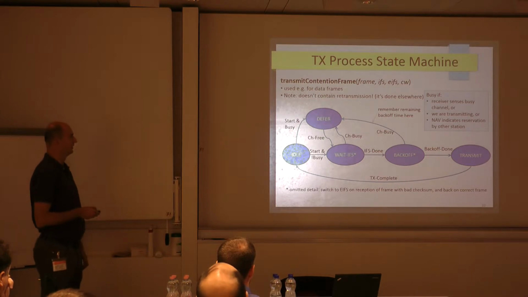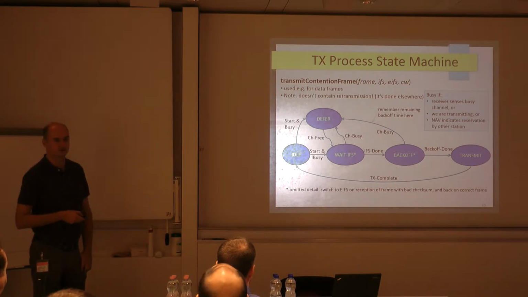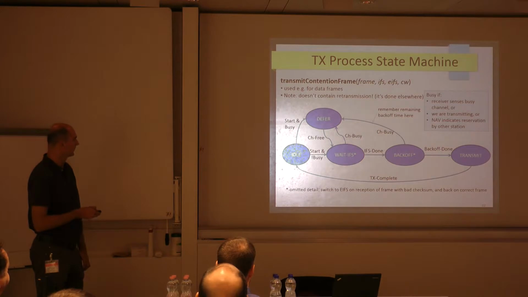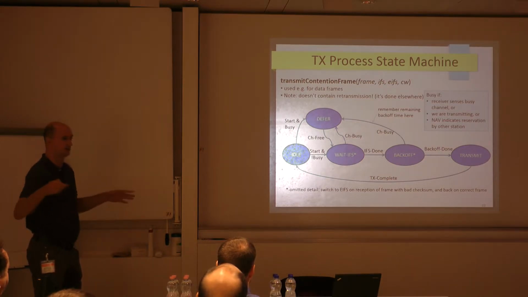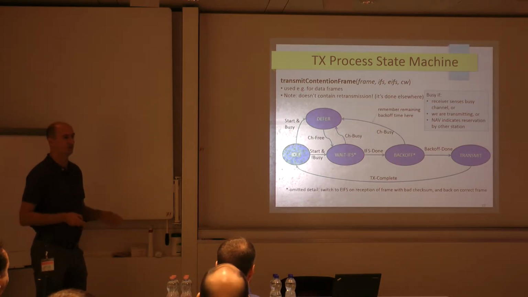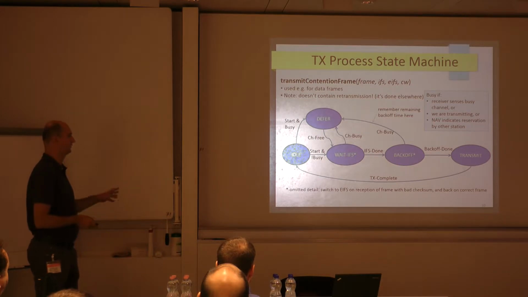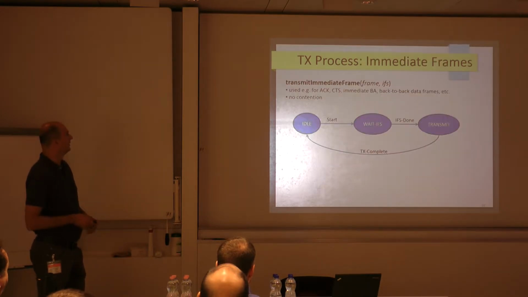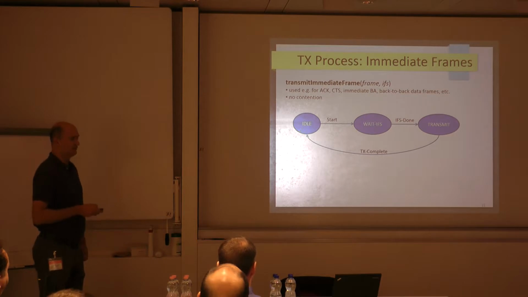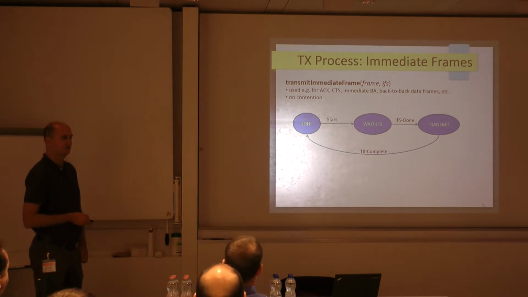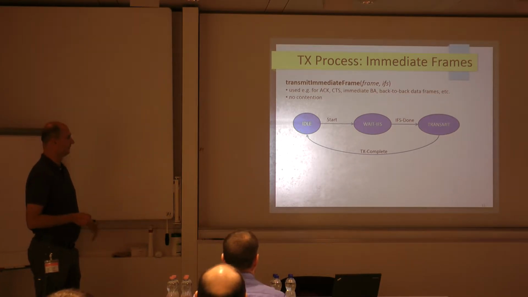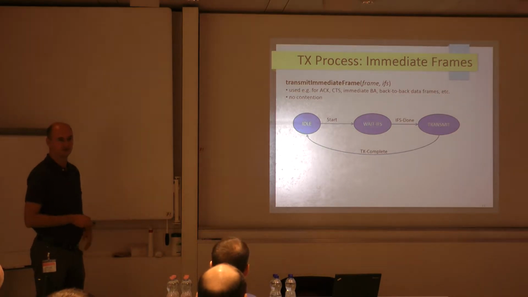You can notice that the transmission process doesn't contain the acknowledgement or the exponential backoff procedure, because we are doing it somewhere else. We don't want to do it here. Transmit immediate frame is just very simple. We wait an interframe space and then we transmit the frame, and that's it.